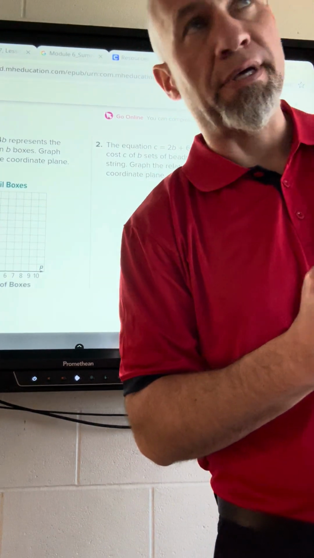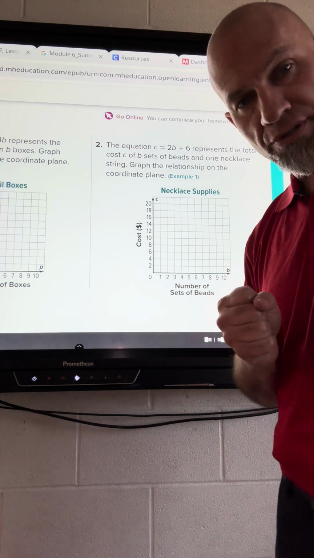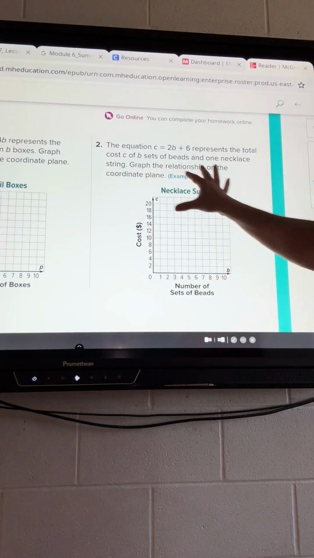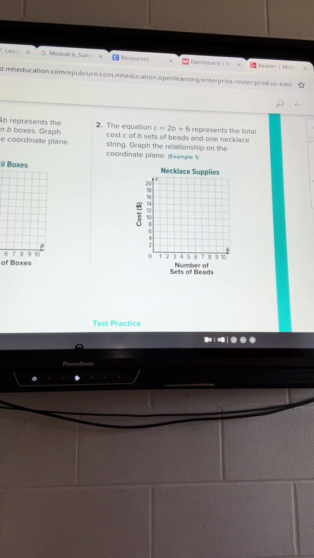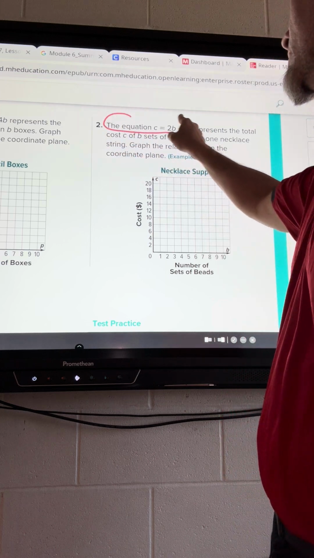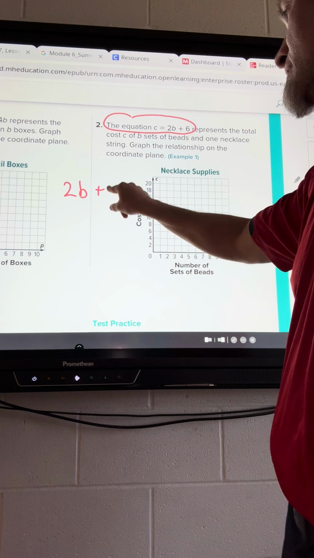Hey, sixth graders, on Tuesday, March 11th, questions 2, 4, 6, and 8. So we've done a lot of these. In this case, you've got to figure out what the coordinates are when you're given the equation c equals 2b plus 6, which could also be written as 2b plus 6 is equal to c.